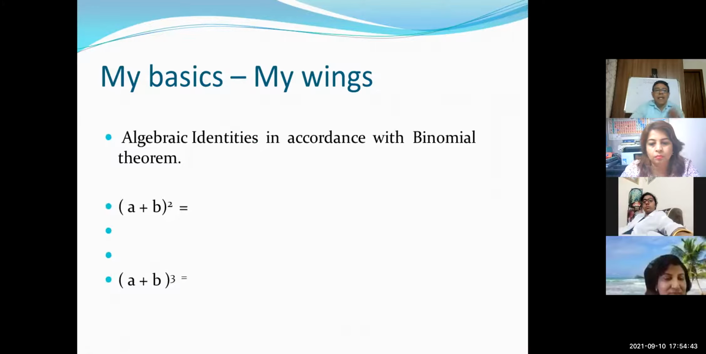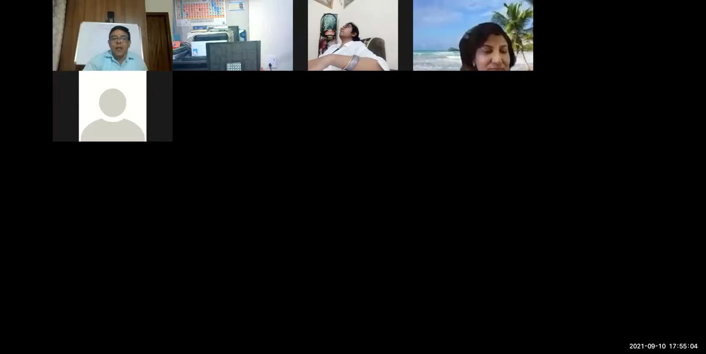Here, we have algebraic identities: a plus b whole square, a plus b whole cube, a minus b whole square, a minus b whole cube. Here, we have a dual role of not only teaching algebraic identities, but introducing the concept of binomial theorem in high school itself. How?